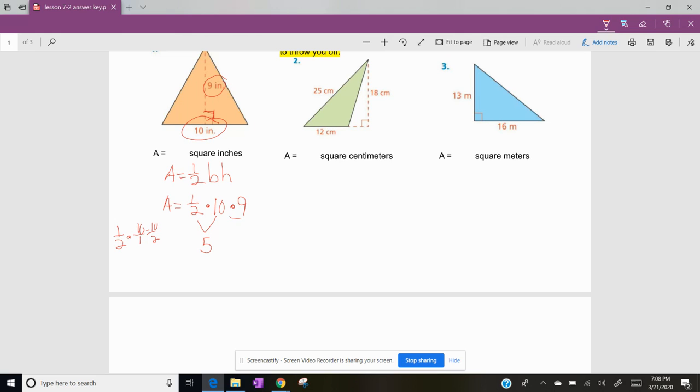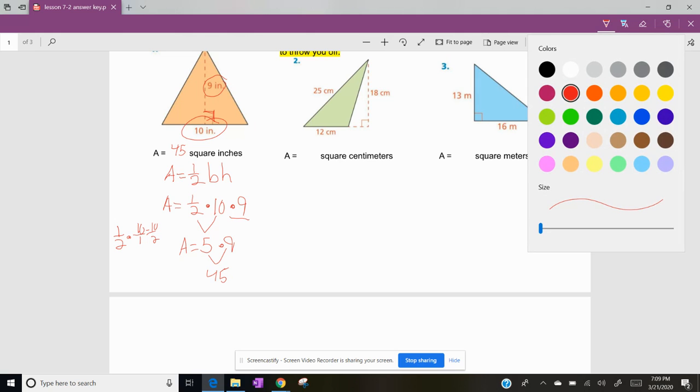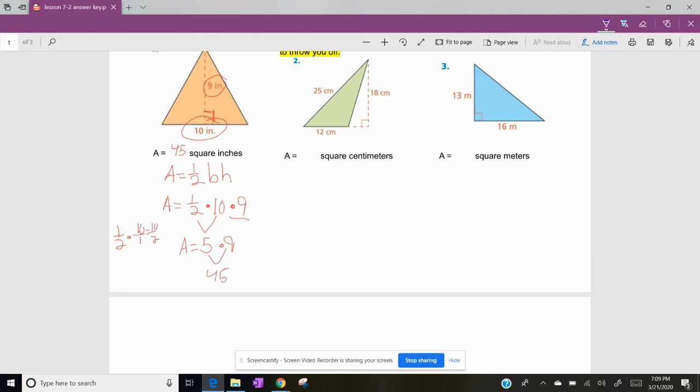And I still have this times 9 over here, so I'm going to write times 9. So my area is going to equal 5 times 9, which is 45. So 45 square inches, I'll write my answer right in there. Let me change colors for the next one. Let's go with blue. All right, so here's another triangle, same formula.